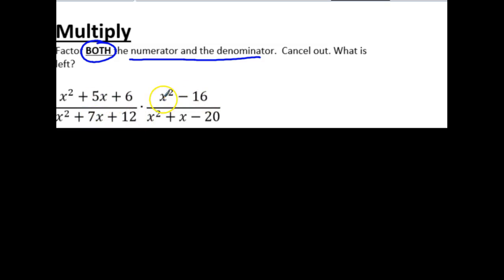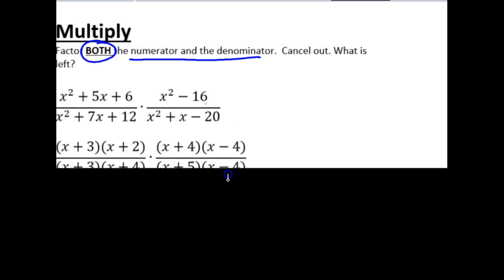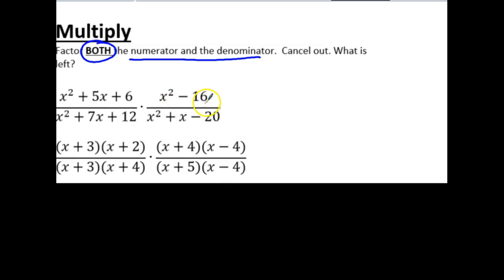But what about this binomial? Do you remember how to factor x squared minus 16? 16 is a perfect square number. What's the square root of 16? And so the x squared minus 16 will factor into x plus 4 and x minus 4. So would you write down this factored form on your page?